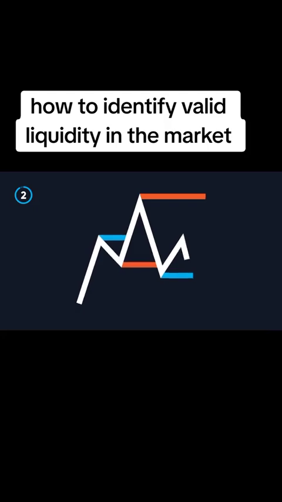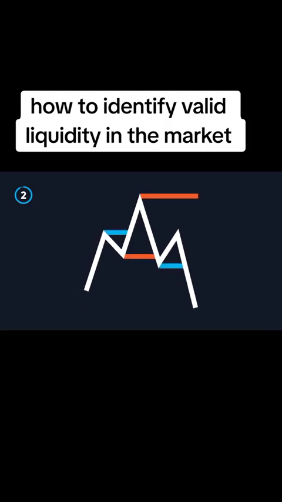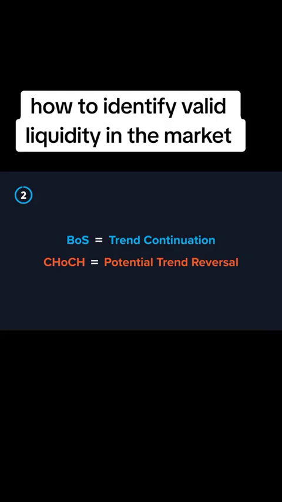Instead, we want to wait to see if the price will push down and pass the break of structure level, as this will confirm the start of a downtrend. So in summary, a break of structure confirms a trend continuation, and a change of character signals that the direction of the order flow could be reversing.